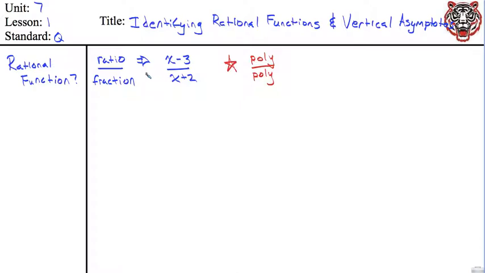So I'm going to write out 3 different functions, and you need to tell me if they're rational or if they're not rational. So identifying.